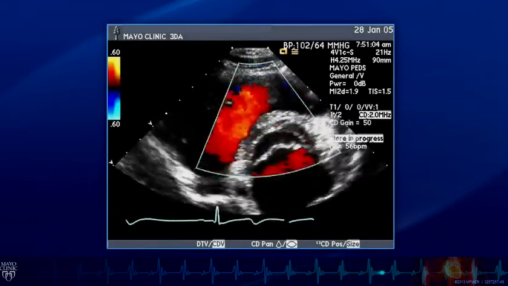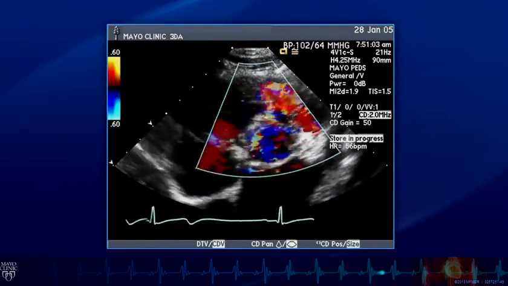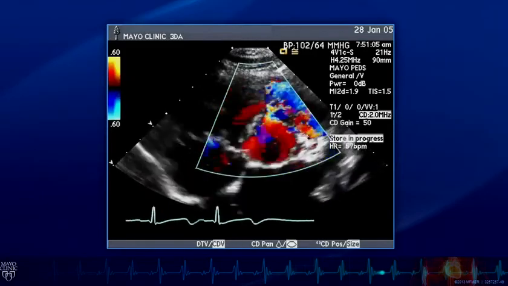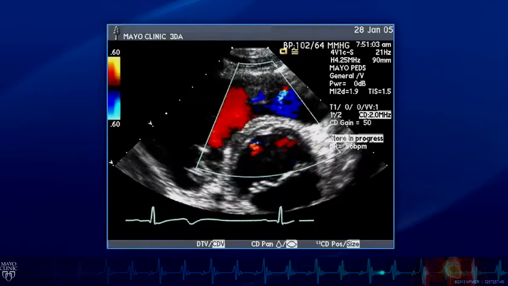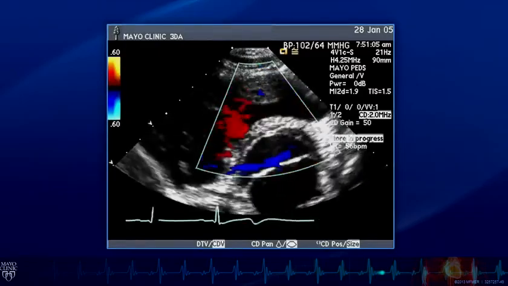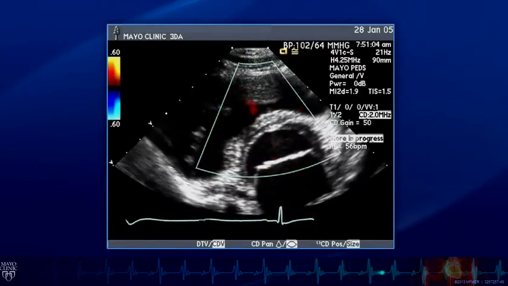Parasternal short axis imaging of the same patient is helpful. It does show color flow towards the pulmonary valve. So this again is not a membranous defect, but is an outlet type of muscular septal defect.